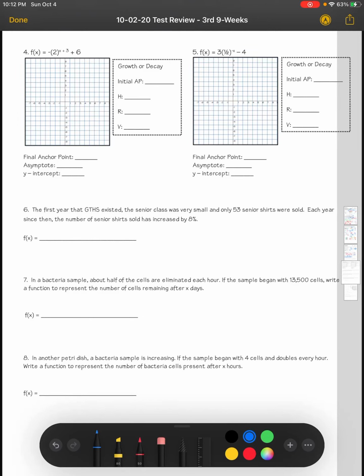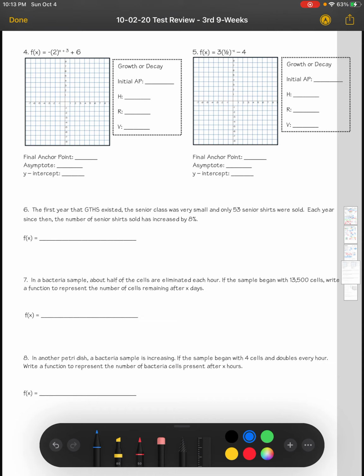Let's continue with our 9 weeks test review. This is page number 4, I believe. Yep, we're on page number 4. And f of x is equal to negative 2 raised to the x power plus 3, plus 6.